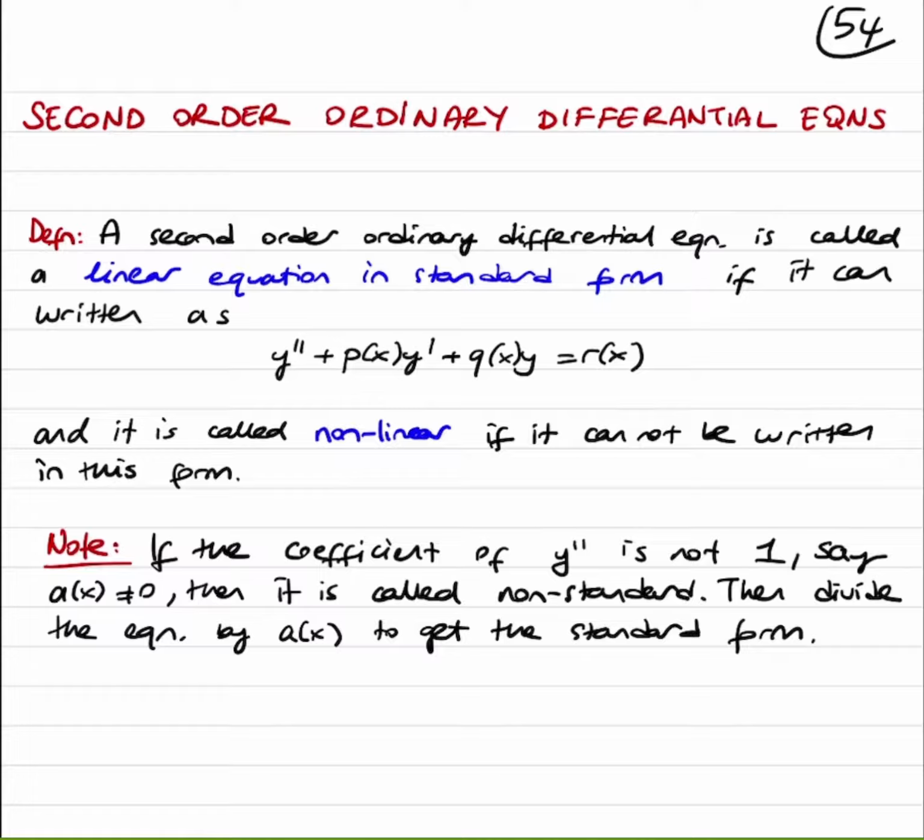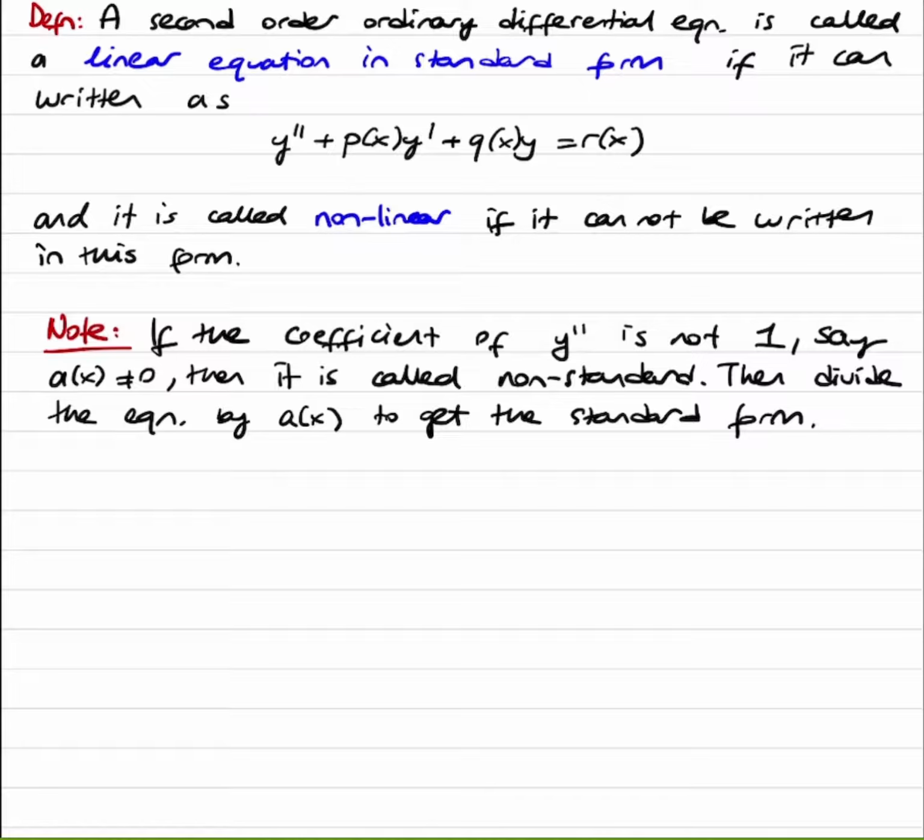So let's start second order ordinary differential equations. A second order ordinary differential equation is linear if it can be written as y double prime plus p of x y prime plus q of x y is equal to r of x. We say it is in standard form if the coefficient of y double prime is equal to 1, and it is called non-linear if it cannot be written in this form. If the coefficient of y double prime is not 1, then it is non-standard form, but we can divide the equation to get into the standard form.